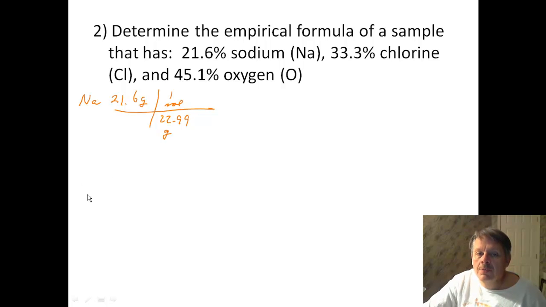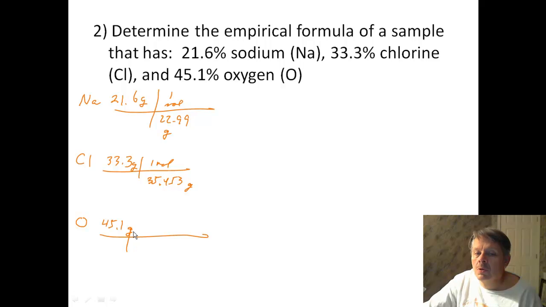And let's try chlorine, which is 33.3 grams, and we're going into 1 mole. We're converting from 35.453 grams into 1 mole. And our last one is oxygen. And oxygen is 45.1 grams, which we are going to divide by 15.999 grams per mole. Per mole down there. That's 1 mole.